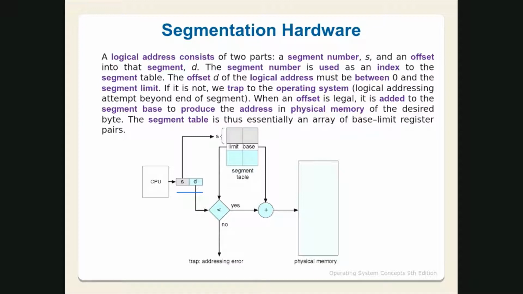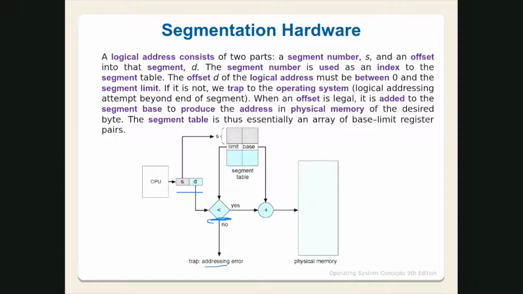First, the MMU checks the offset. Is it less than the limit? How do we know the limit? The limit comes from the segment table. So for this particular segment number, go to the segment table, take the limit, and that limit is compared with the offset. If it is not less than the limit, you have the trap to the operating system.